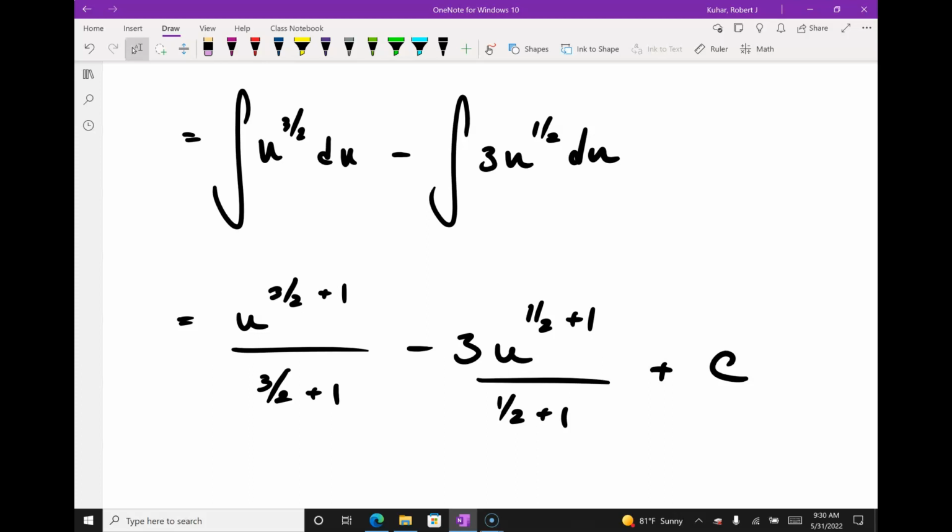From Calc 1, we needed to have chapter 3 memorized and chapter 5 memorized. Right? So 3 is all the derivatives. Right?